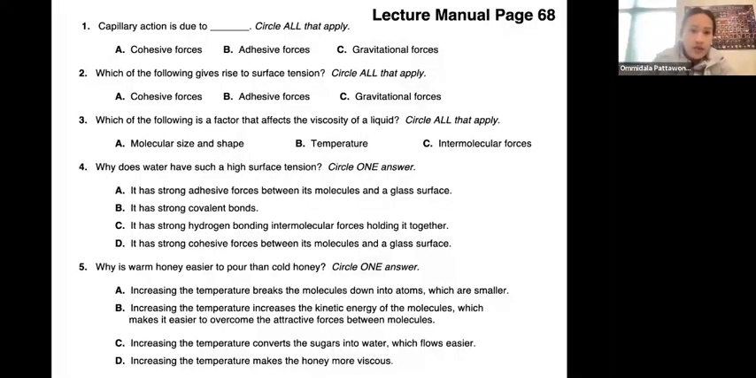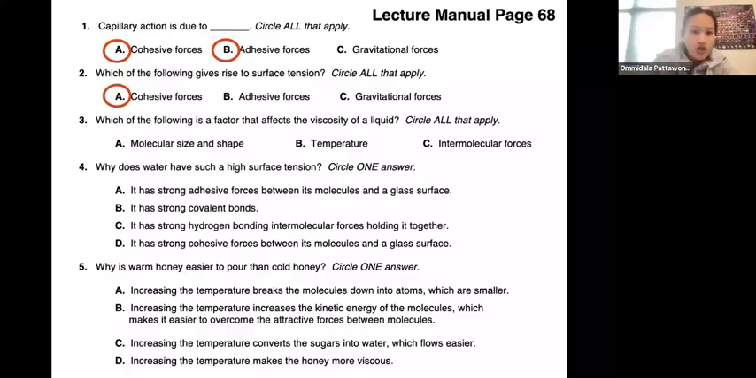The first one, capillary action is going to be both cohesive force and adhesive force. As we saw earlier, if cohesive force is weaker than adhesive force, you are going to observe the concave meniscus. If the cohesive force is stronger than adhesive force, then you are going to observe the convex meniscus. Number 2, which of the following gives rise to the surface tension? The answer for this would be just the cohesive force.